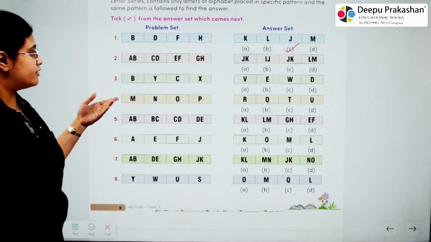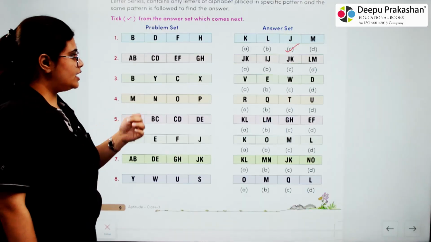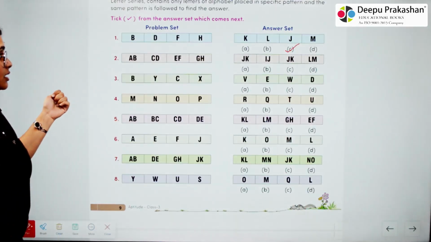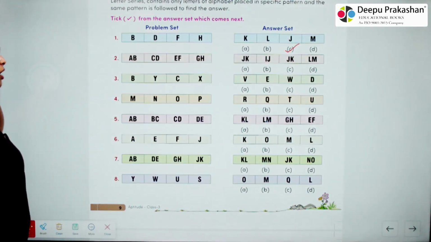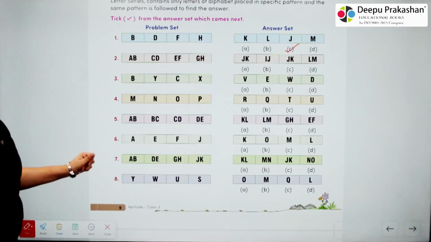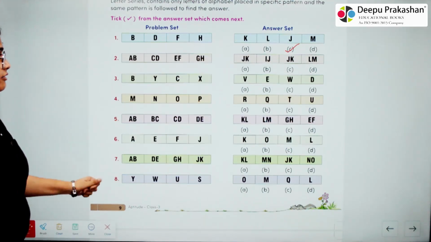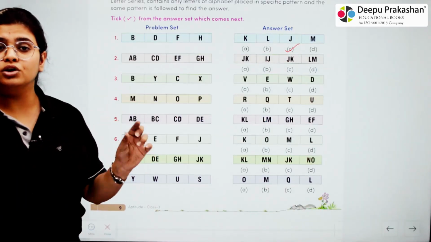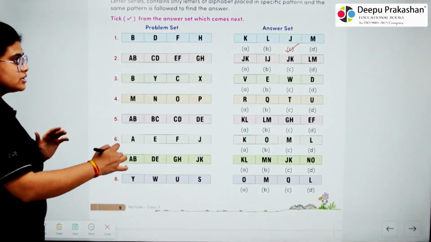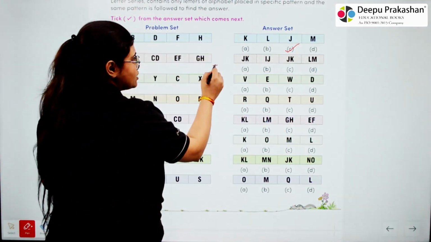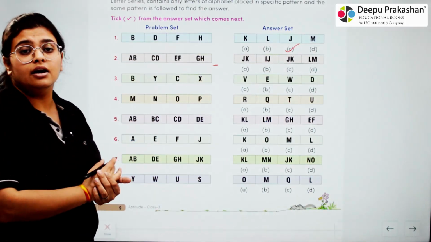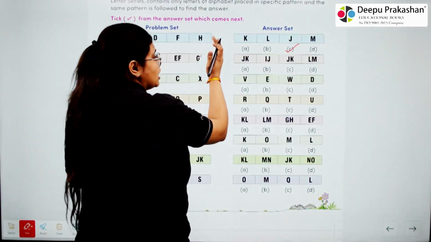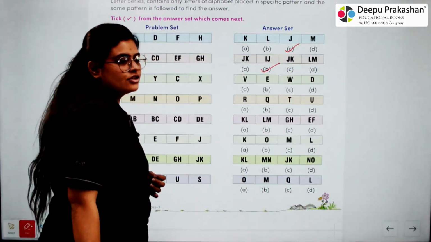Two. We are given A, B, C, D, E, F, G, H. That means in this series we can say that we don't miss any of the letters, but we pair up two letters together in a continuous way. So after H, the letters that come are I and J. So the answer for the second is I, J.